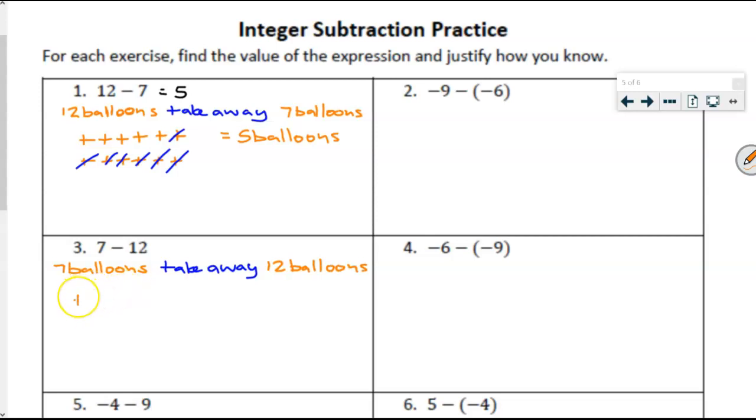Maybe I will draw them so that I can really see. 1, 2, 3, 4, 5, 6, 7. Do I have enough balloons here? No. So what would we have to do? If this were yesterday, what would we have to do? Phoebe.